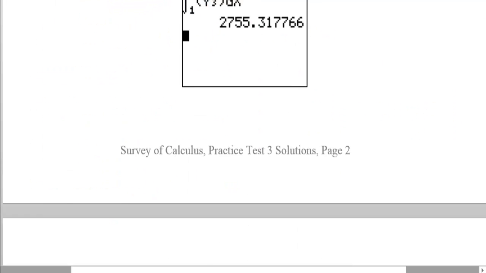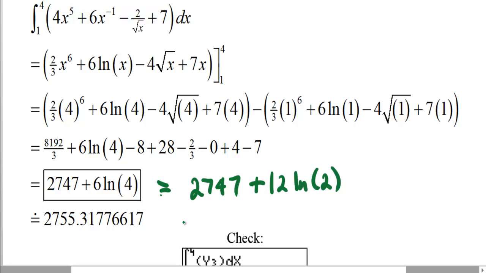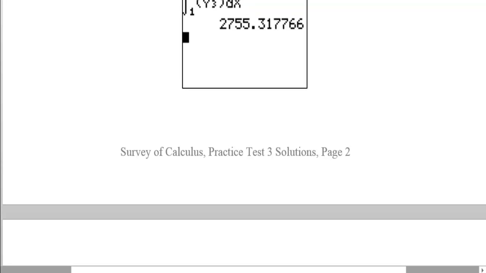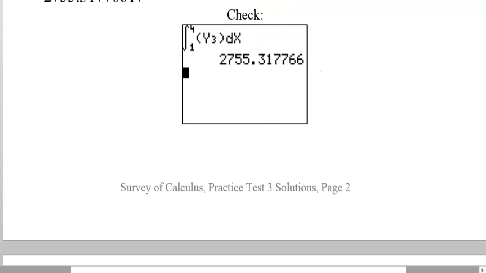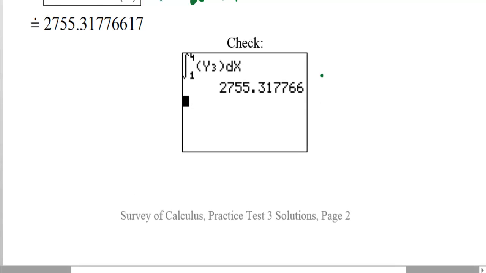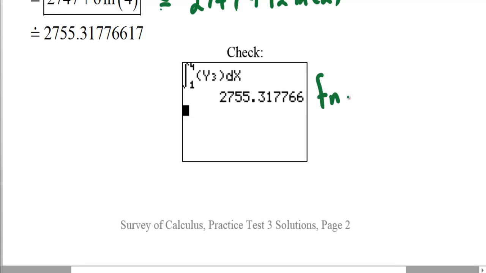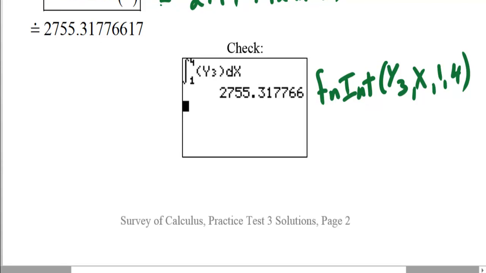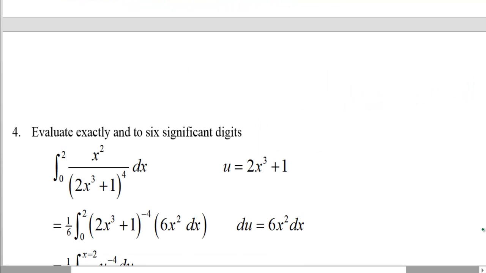And of course we can get that decimal approximation without doing it exactly by just doing an integration in the calculator. It looks like this. In the older calculator, it would look like function integrate, and then you'd say, well, I've got my formula in y3, so I'd say y3 with respect to x, and then go 1 to 4. So either way, this is math 9 on the calculator. That's a TI-84 calculator.